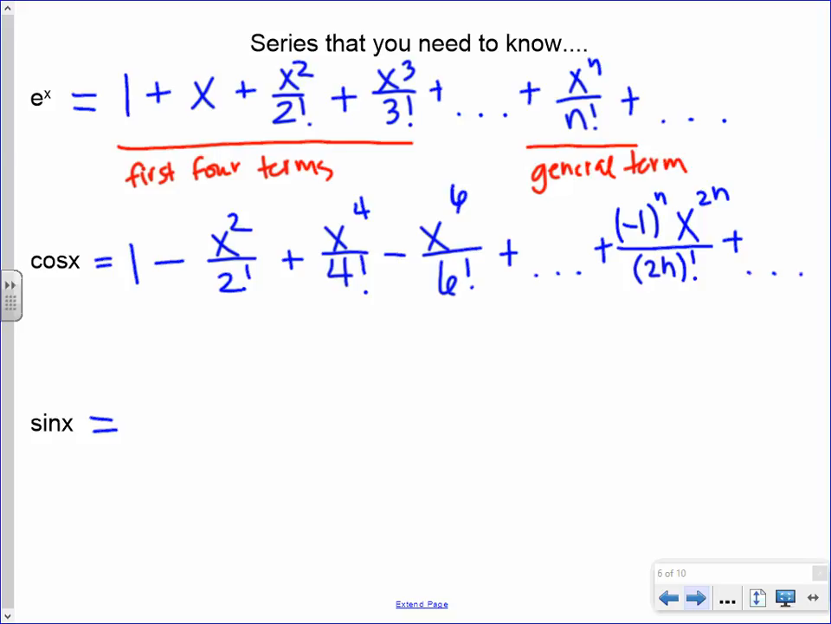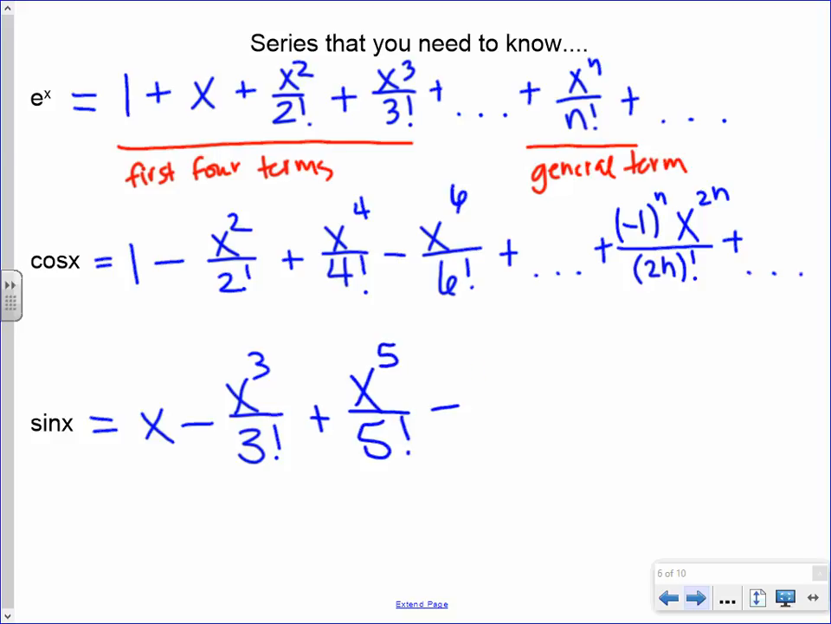So then sine. The sine of 0 is 0, but then we take its derivative, cosine, and evaluate that to be 1. So we're starting with x to the first power. And then the second derivative is negative sine of x. Well, that is 0. The third derivative is negative cosine. And so we get negative x cubed over 3 factorial. The fourth derivative would then be positive sine. Fifth derivative would be positive cosine, evaluated at 0 is 1.